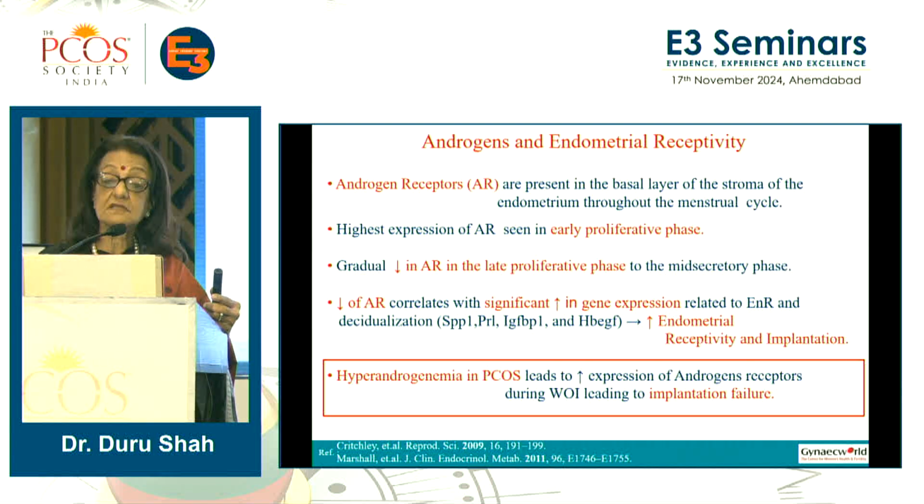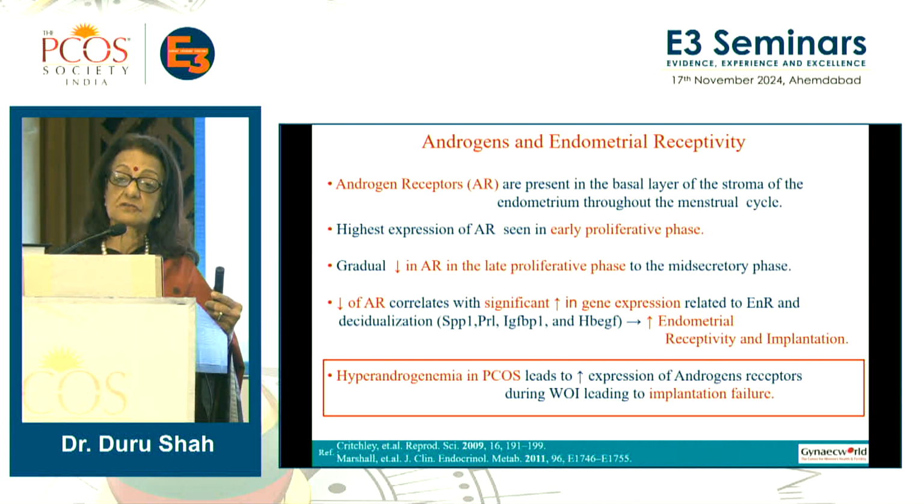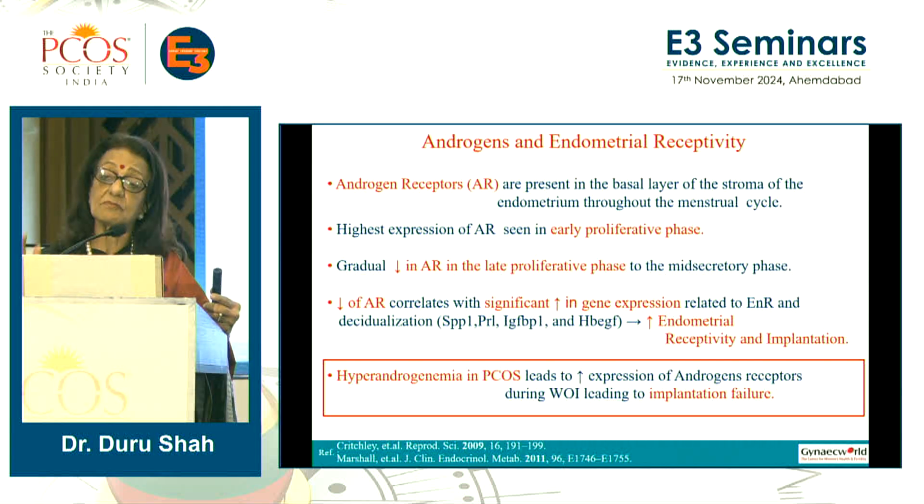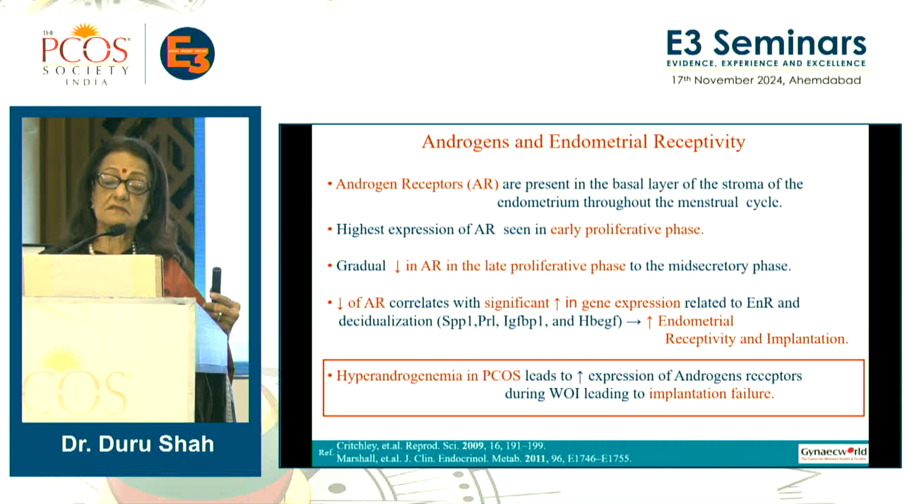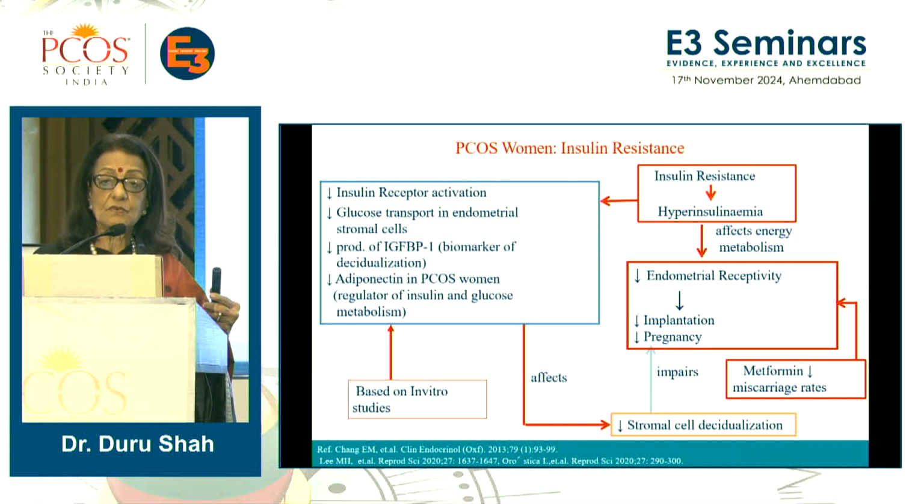So what happens in a PCO patient, because of her high androgens, there's an increase in androgen receptors in the endometrium, which do not reduce during the late proliferative phase. They remain high, and when the receptors are high, there's more androgen acting on the endometrium, and therefore the embryo is not able to implant. The embryo can implant when the androgen levels in the endometrium reduce, and this is another reason why the patient is not conceiving.